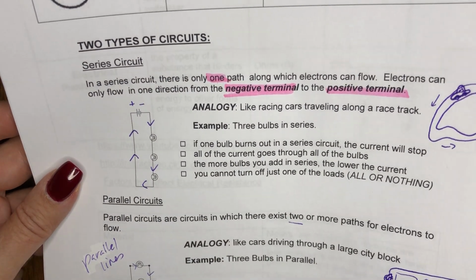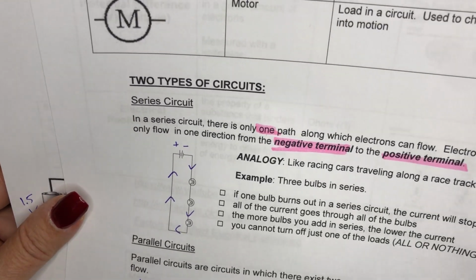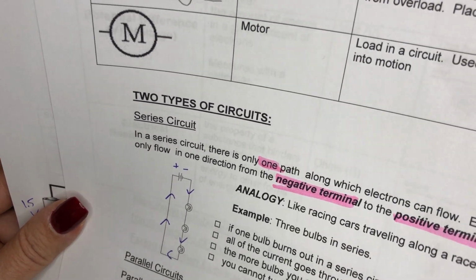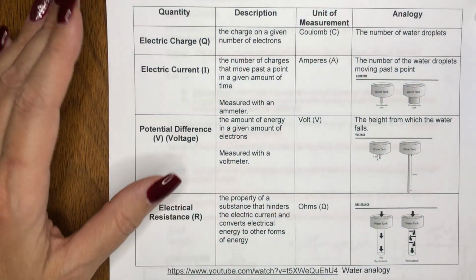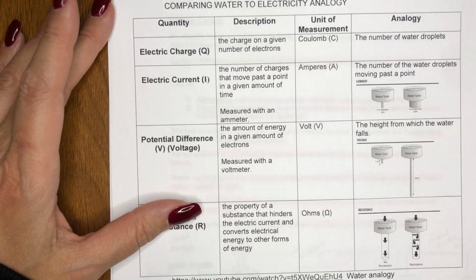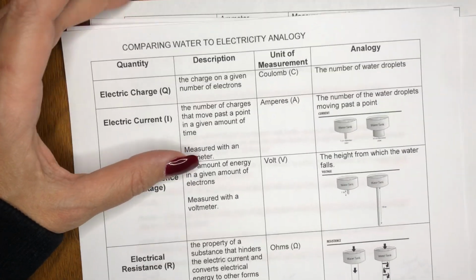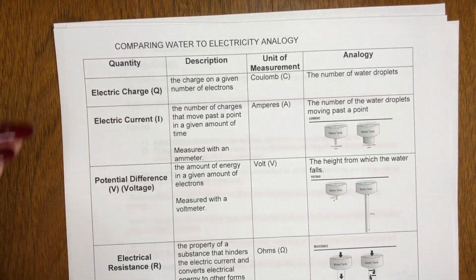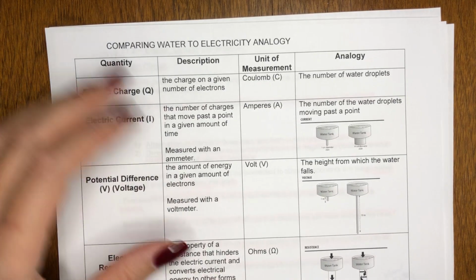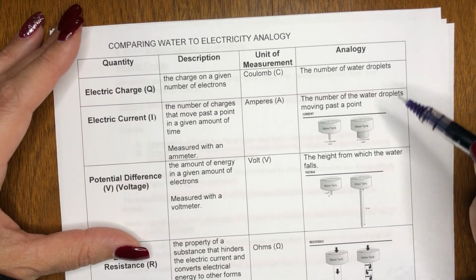The last part of this lesson is looking at some of the values that we will talk about in this unit. And we're going to compare them to water. Why? Because current flows just like water. So we often talk about water when we talk about electricity, just so we can understand it.